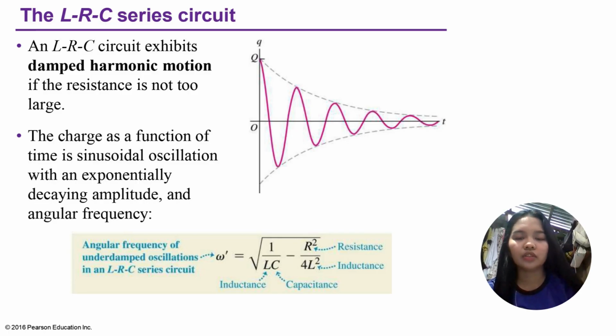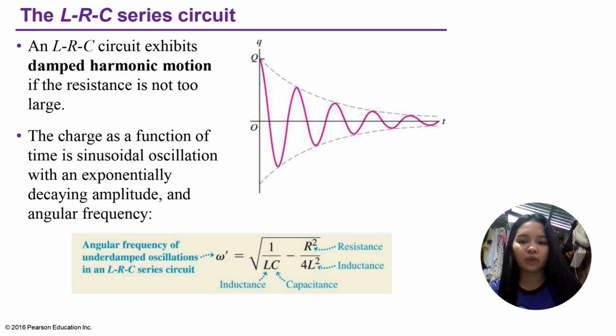So notice that the presence of resistance reduces the angular frequency compared to the undamped LC circuit. So if the resistance is large enough, the term inside the square root becomes negative and the oscillation ceases altogether. So in this case, the circuit is said to be overdamped.